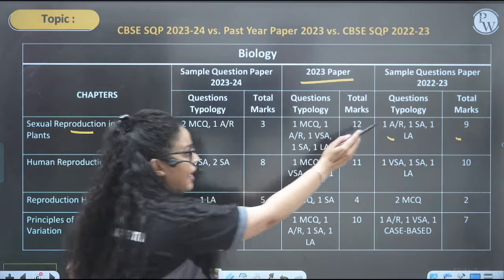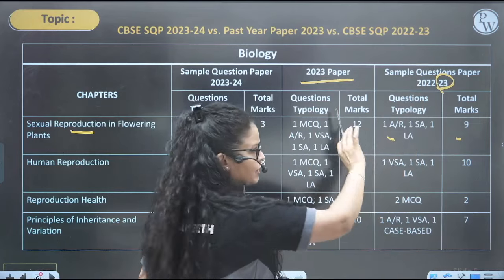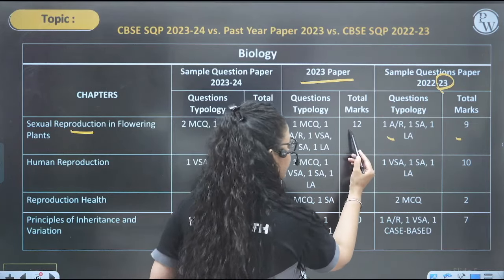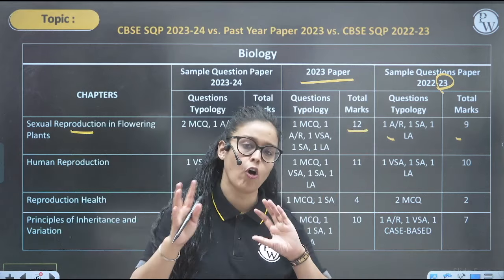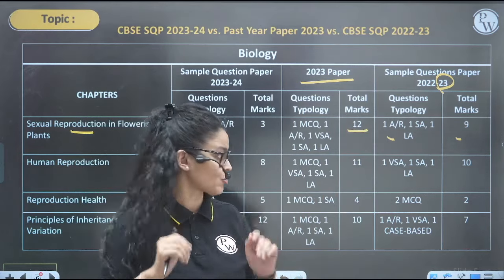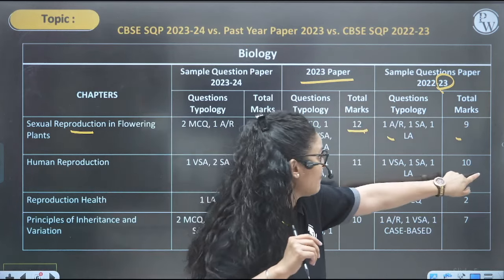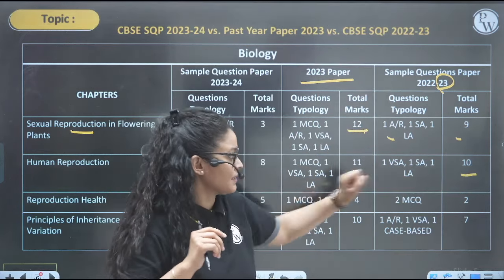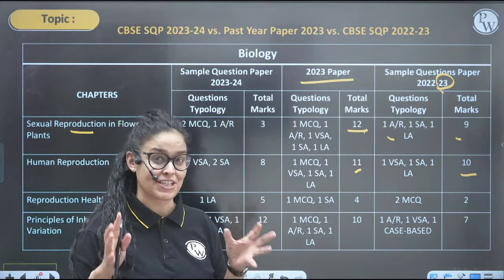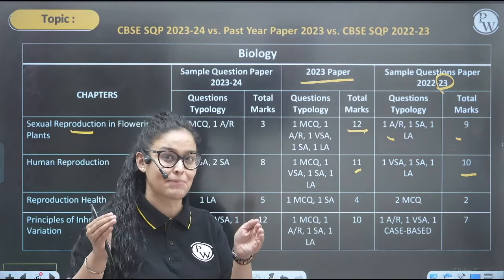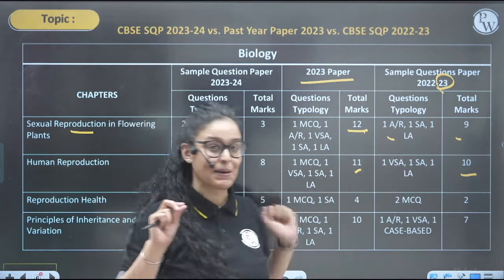See, they asked 9 questions in the sample papers in 2023, the 22-23 session, and the actual exam has approximately 12. So all in all, it has the same weightage, or a bit higher weightage. They asked 10 questions in the sample question papers in 2023, and the actual exam has 11 questions from this chapter, approximately the same type of questions as the sample paper.